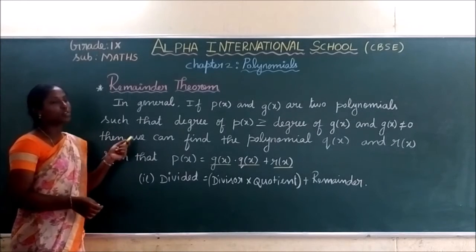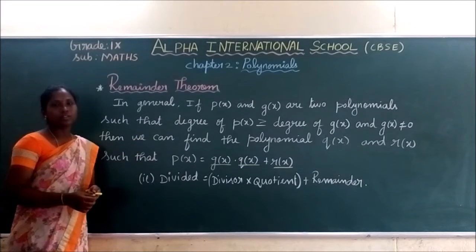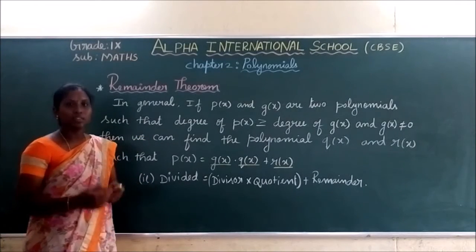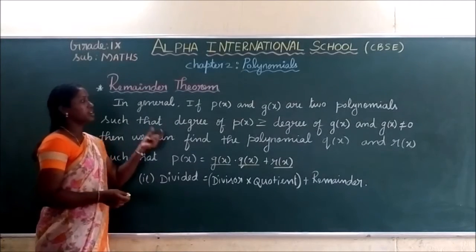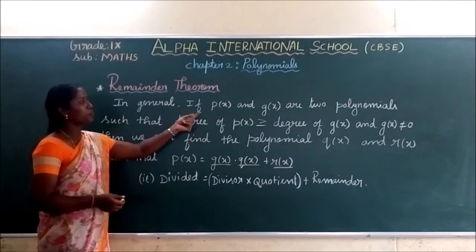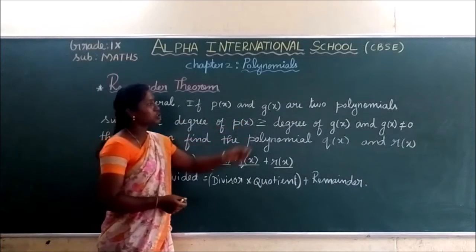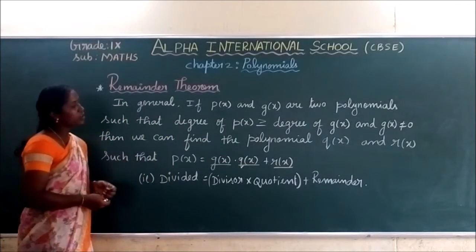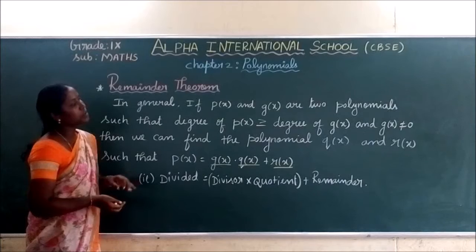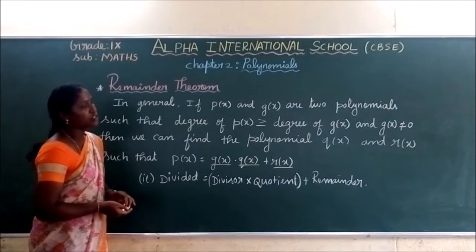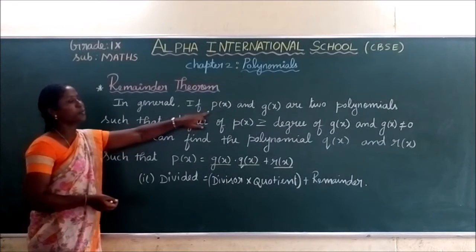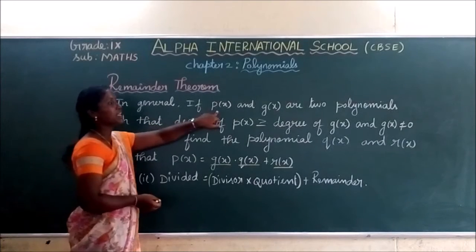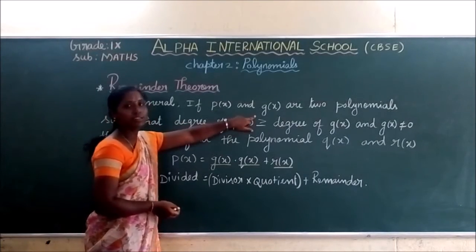Now we are going to see the remainder theorem for polynomials. If a polynomial is divided by another polynomial, the quotient and remainder are obtained. In general, we can say: if p of x and g of x are two polynomials such that the degree of p of x is greater than or equal to the degree of g of x, and g of x is not equal to 0, here we take p of x as the dividend and g of x as the divisor.